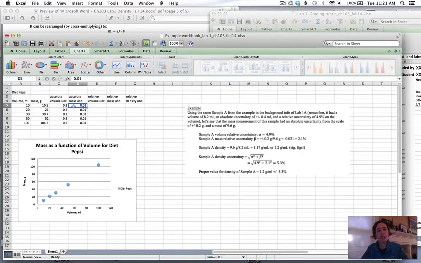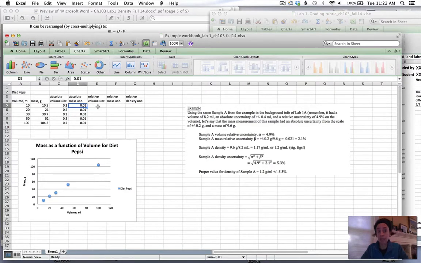If you were using, say, a graduated cylinder, your absolute volume uncertainty might be the same for each measurement. This might not necessarily be your absolute volume uncertainty, but it's probably the same for each measurement. That might be different if you were using, say, volumetric flasks. The absolute mass uncertainty is based on the balance. You should have these numbers recorded in your lab notebook. Maybe you recorded them even during Lab 1A, so you can look in your lab notebook for that information.